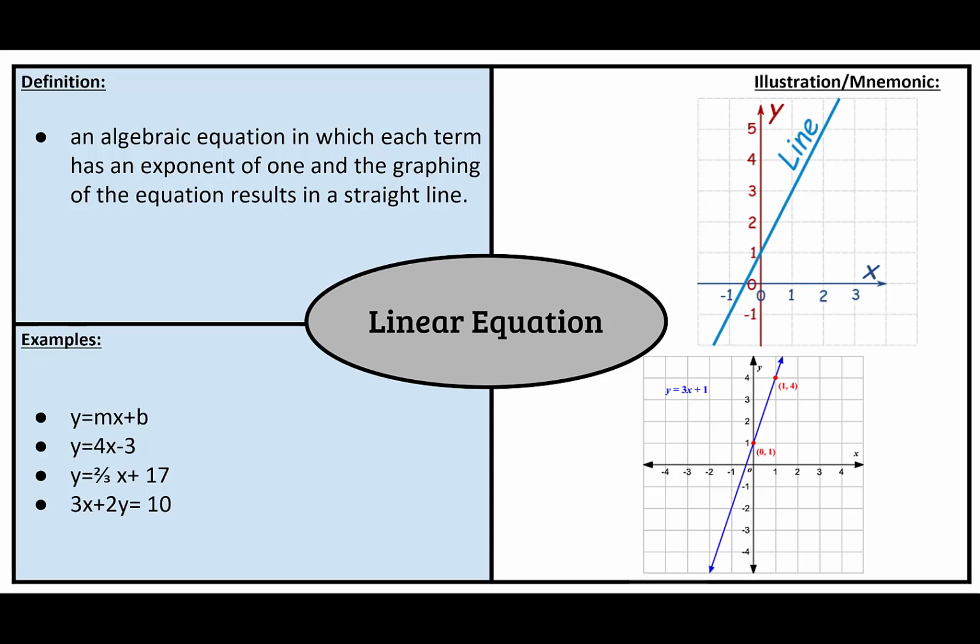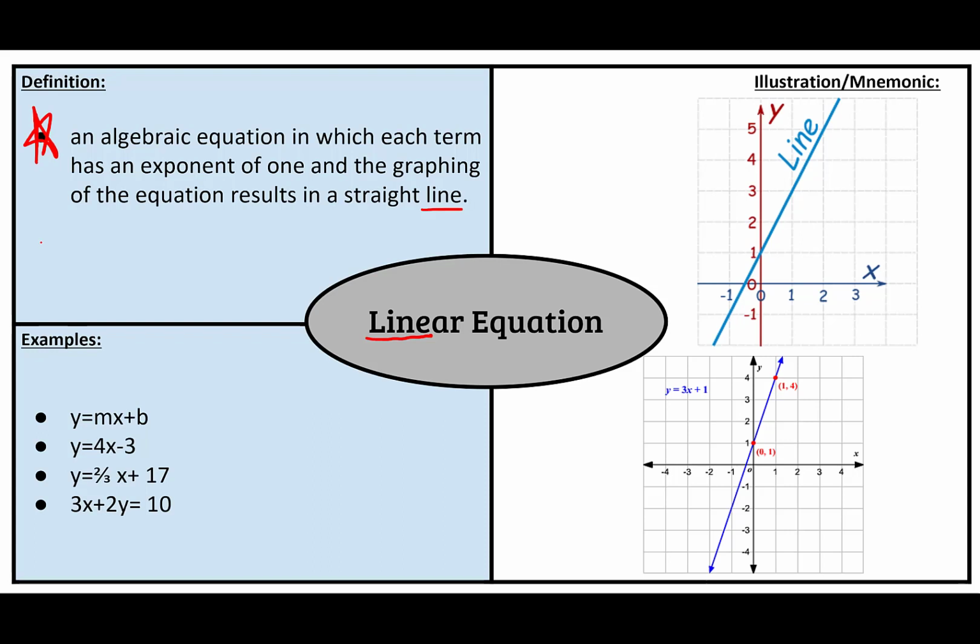Linear equation is the next term that we're going to review here, and another term that builds off of our understanding of the coordinate plane. A linear equation, we can see in that term the word line, is an algebraic equation in which each term has an exponent of 1, and the graphing of the equation results in a straight line. So a linear equation is an equation that produces a line.